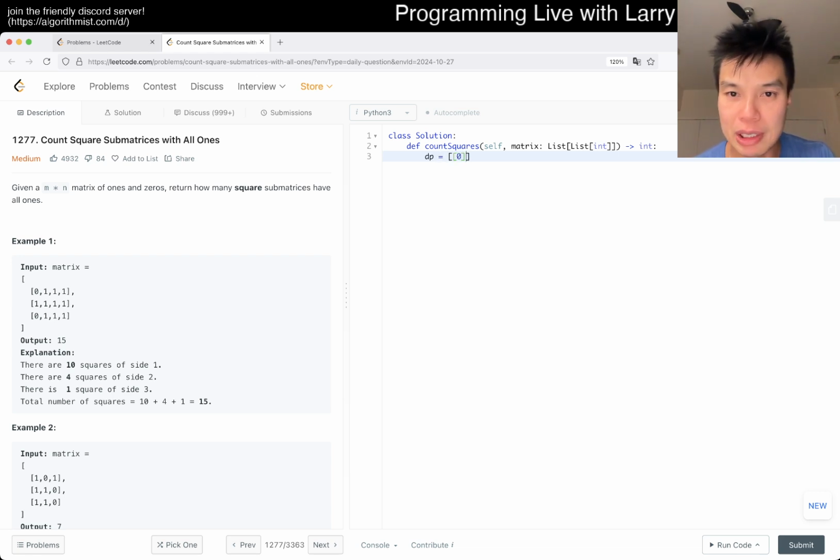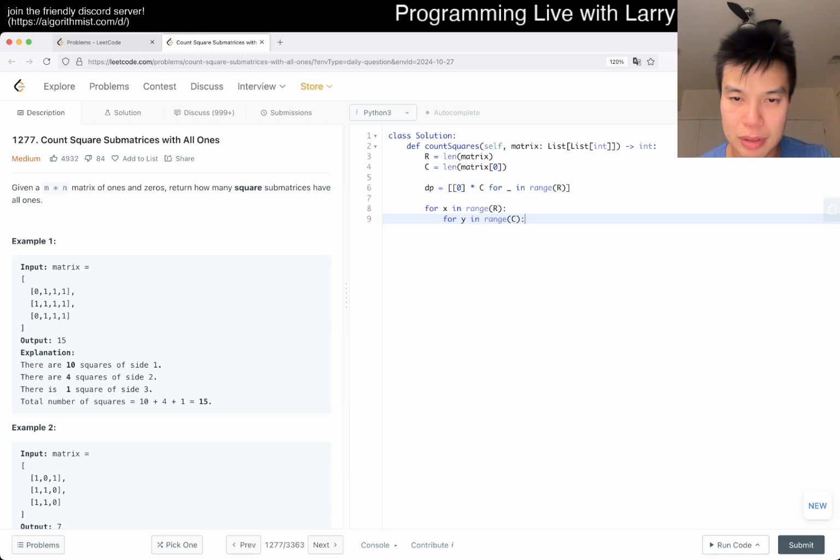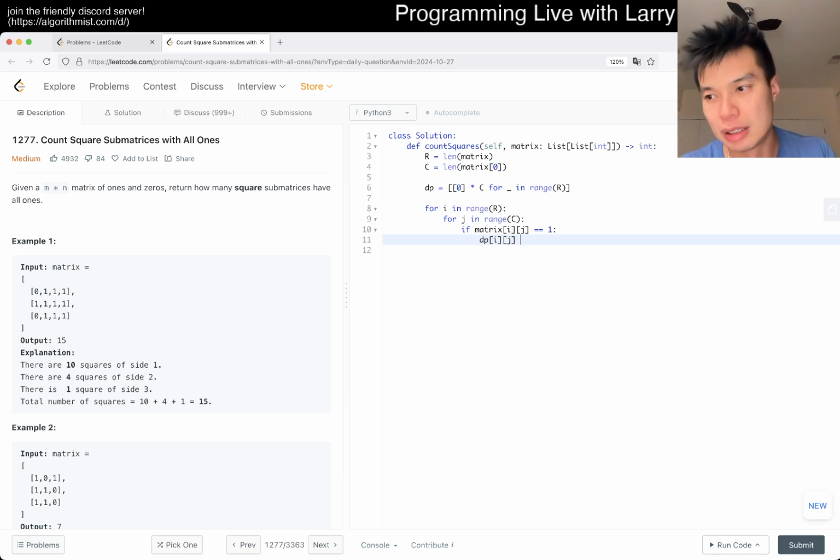So let's just say we have a dp matrix initialized to 0. Now for i and j, maybe that's a square, right? If matrix of i j is equal to 1, then dp of i j is equal to at least 1, right?